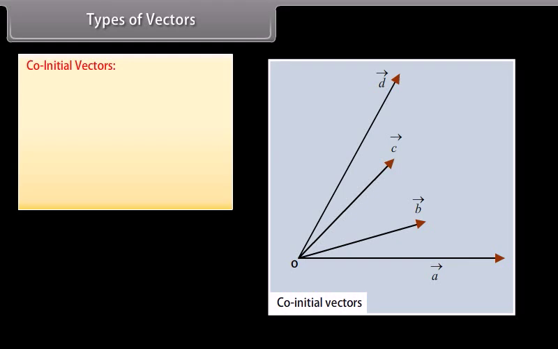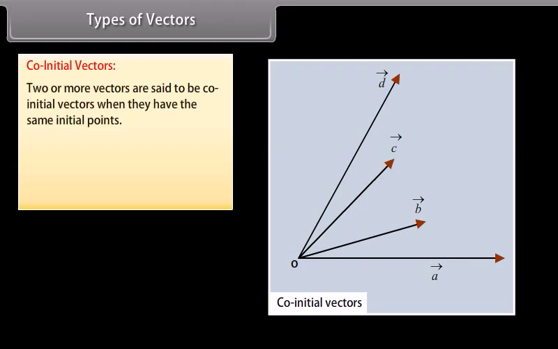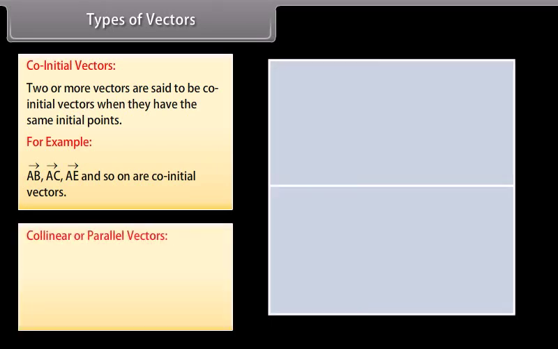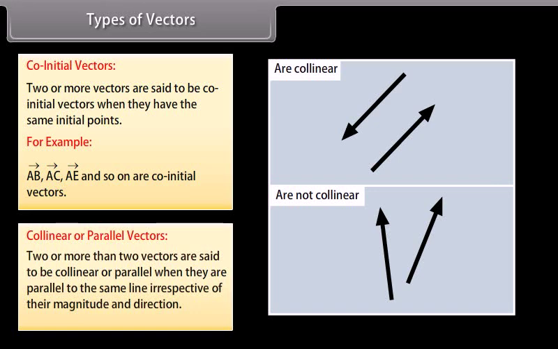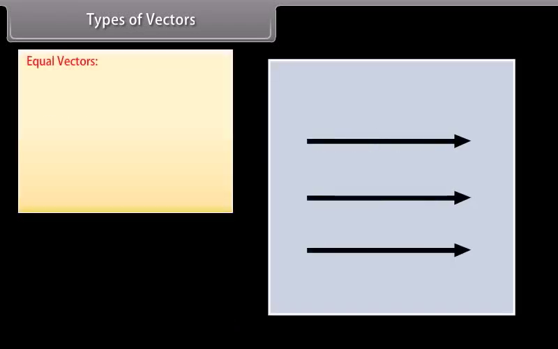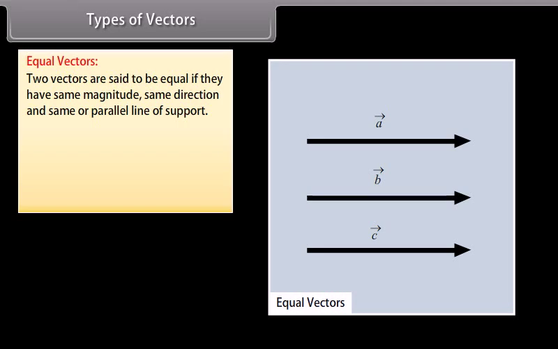Co-initial vectors. Two or more vectors are said to be co-initial vectors when they have the same initial points. For example, vectors AB, AC, AE and so on are co-initial vectors. Collinear or parallel vectors. Two or more vectors are said to be collinear or parallel when they are parallel to the same line irrespective of their magnitude and direction. Equal vectors. Two vectors are said to be equal if they have same magnitude, same direction and same or parallel line of support.